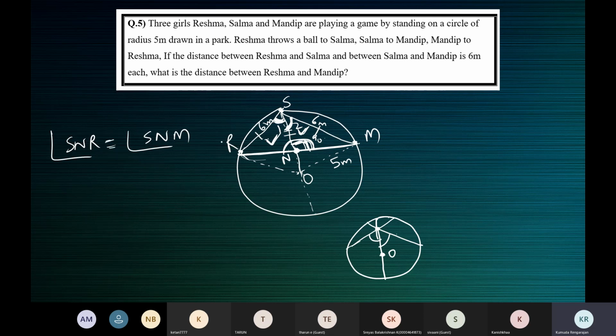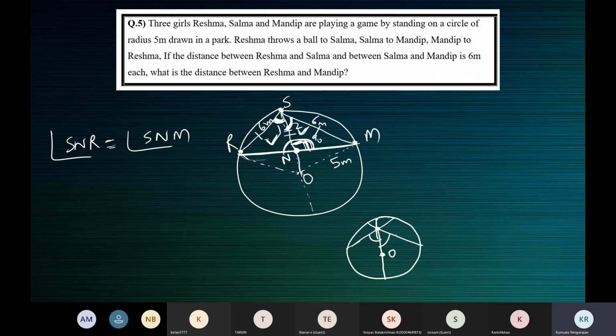See here, SNR is equal to SNM, CPCTC. But do you agree with this result, Shreyas? Is SNR equal to SNM? Yes, ma'am. What is the reason? Ma'am, it's the corresponding parts of congruent triangles SNR and SNM. Very good.